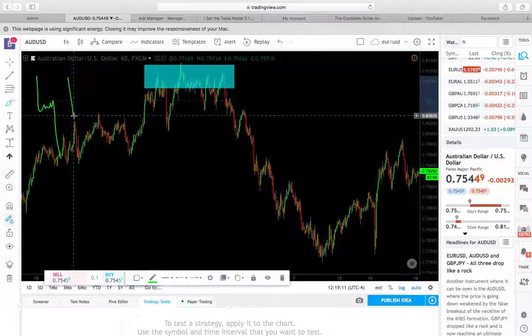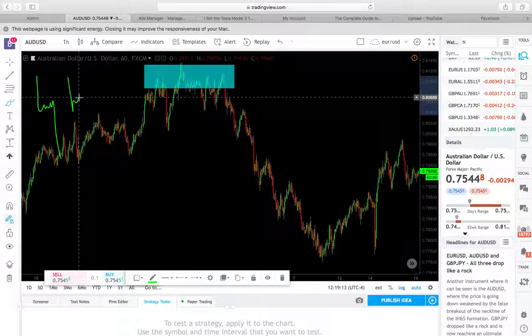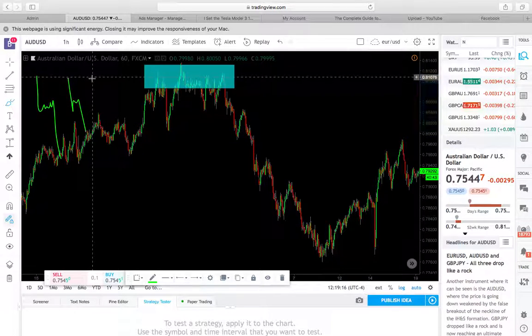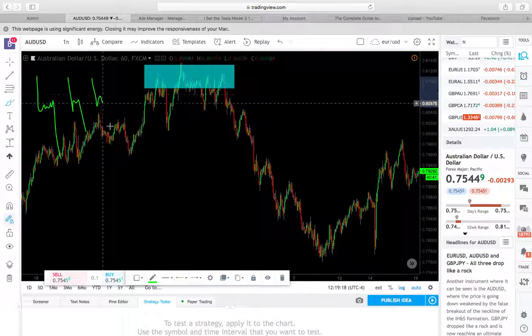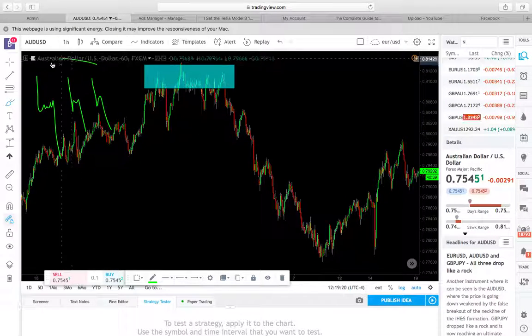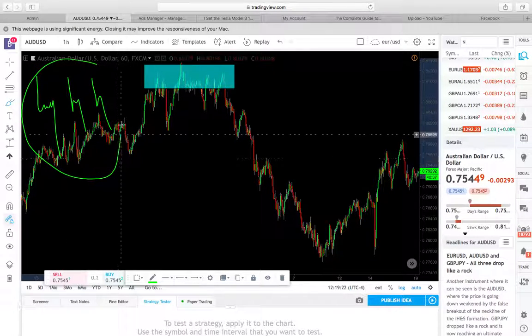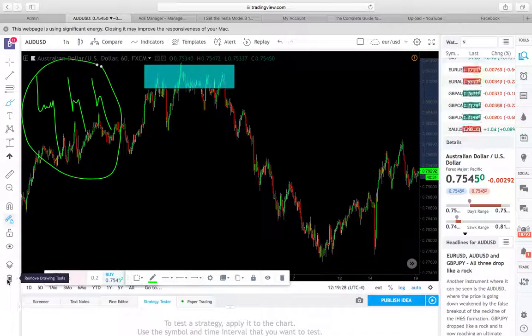I look for that. They may form like that, or they may form like this. Right, guys? And these happen a ton of times in the market. I guarantee you, if you go and backtest on the charts, you'll know exactly what I'm talking about.